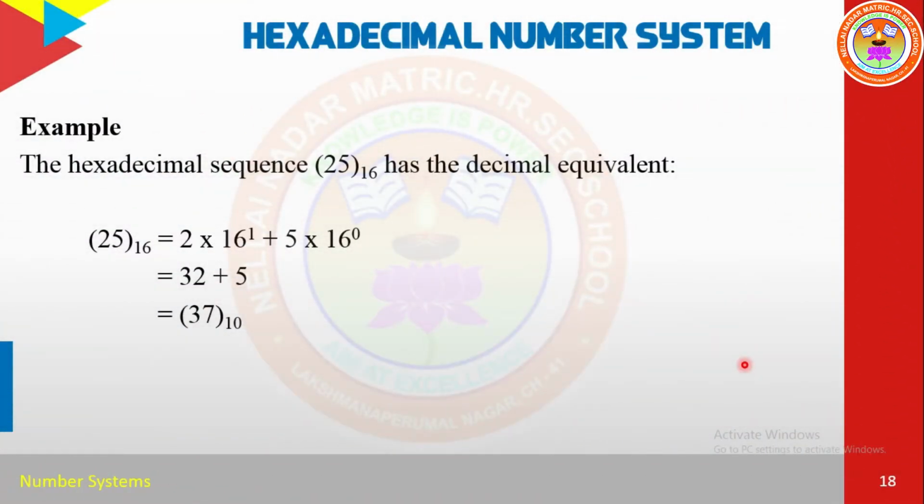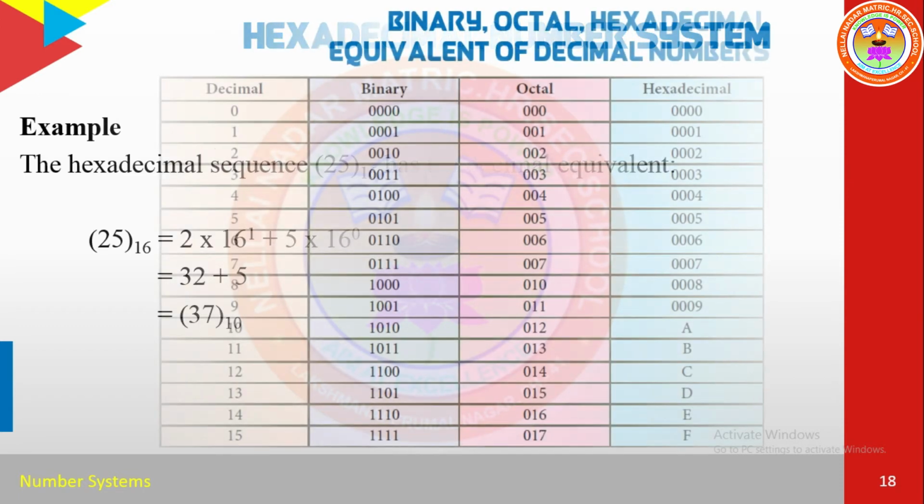Good morning, my dear students. In this class we are going to continue the number system, chapter number 2. In the last class we discussed different types of number systems, right from decimal, binary, octal, and hexadecimal. We also discussed an example. So today we are going to continue the same chapter.